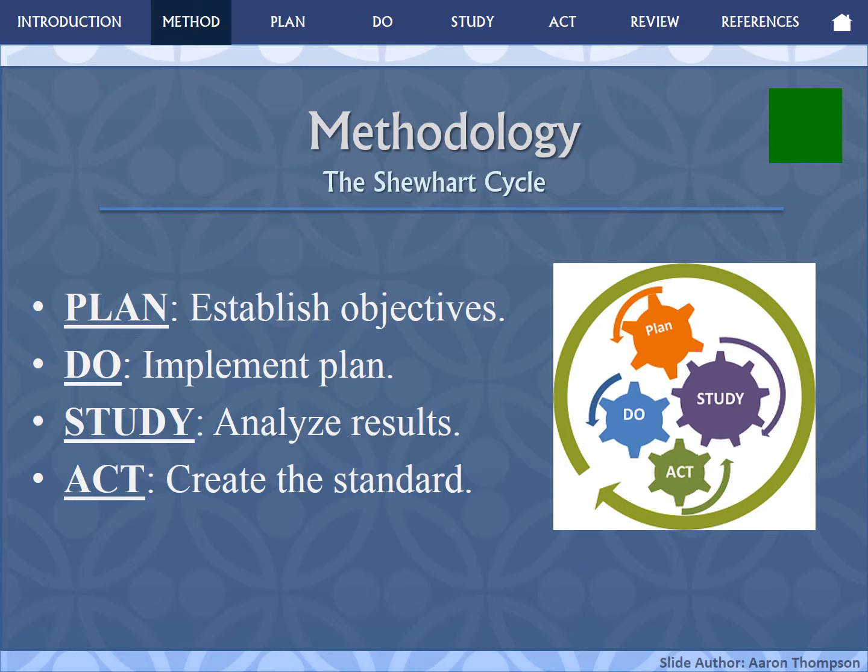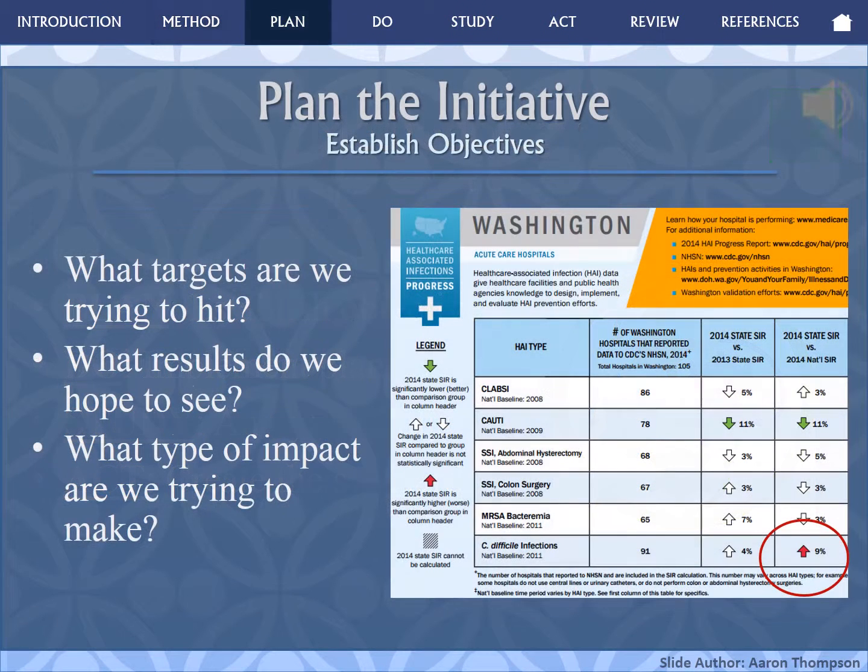The PDSA methodology will be used to generate our strategy. In the first stage, we'll review data, establish objectives, identify targets, and create a strategy. In the second stage, we'll implement the strategy on a small scale. In the next stage, we'll look at our results and compare them to our target or goal. Finally, in the last stage, we'll determine if we need to create a standard or restart the PDSA cycle.